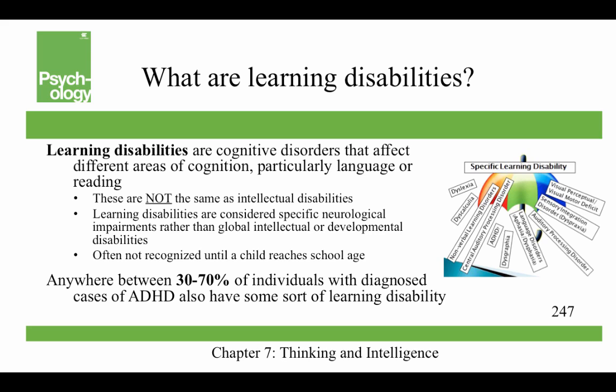What about learning disabilities? They're cognitive disorders that affect different areas of cognition, particularly language or reading. And these aren't the same as intellectual disabilities. They're considered to be specific neurological impairments rather than global intellectual or developmental disabilities. And they're often not recognized until a child reaches school age. Interestingly, between 30 and 70% of individuals with ADHD also have some sort of learning disability.